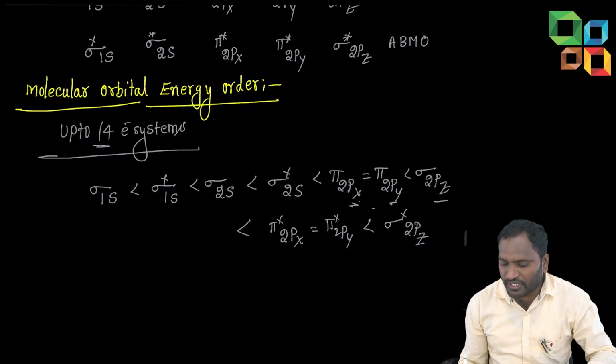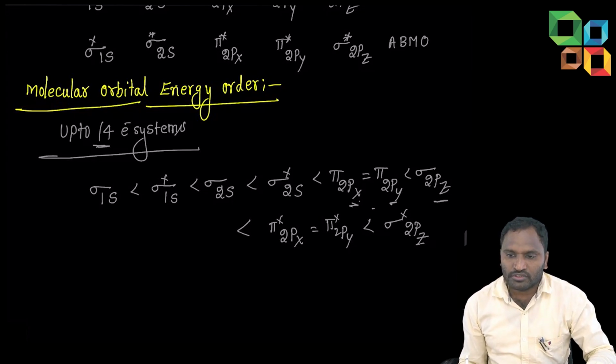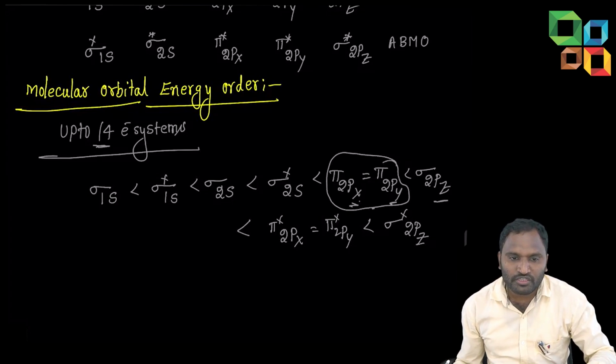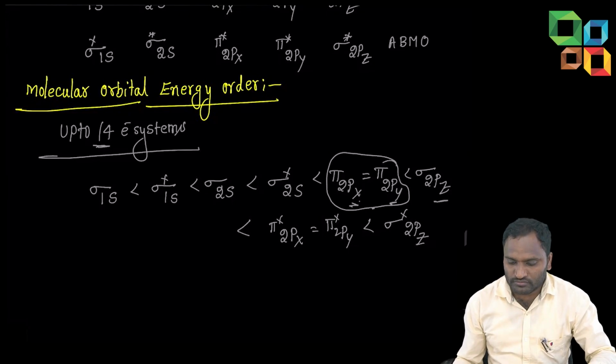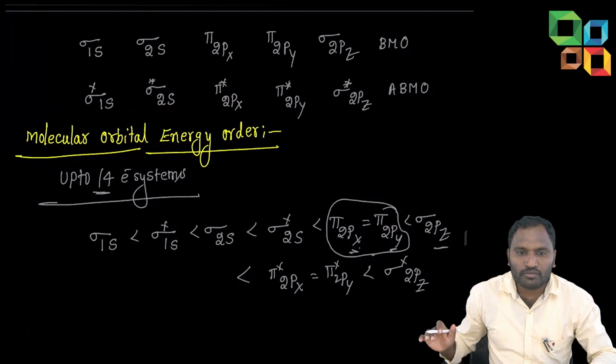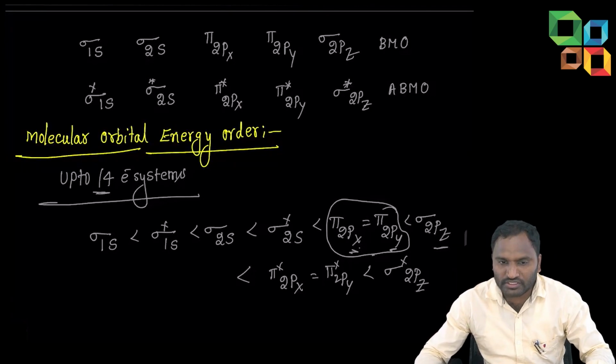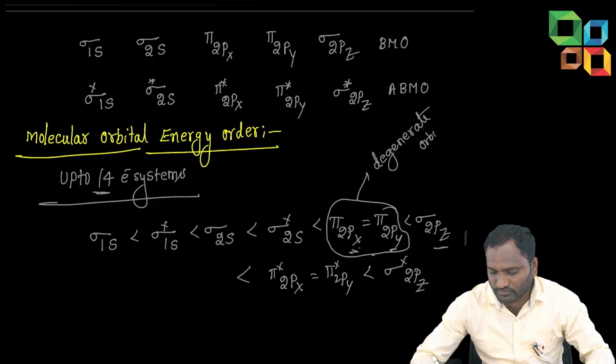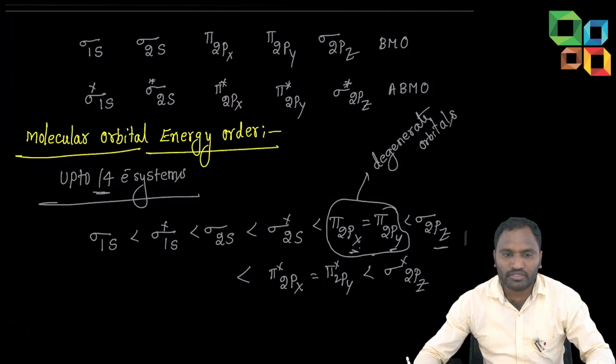So pi 2px, pi 2py, and here I put equal. These two orbitals have the same energy. Then these are called degenerate orbitals.